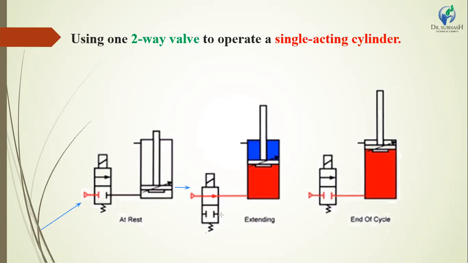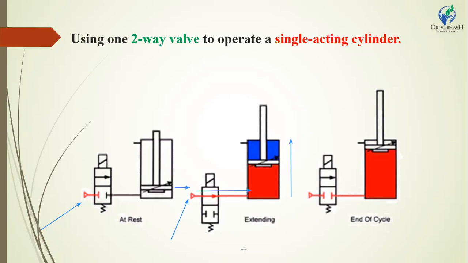The second condition is the extending condition. In the extending condition, we have to fill hydraulic oil inside the hydraulic cylinder. This symbol is known as a hydraulic power pack, and oil passes from the direction control valve to the hydraulic cylinder. At this time the piston moves in an upward direction. That condition is called the extending condition.